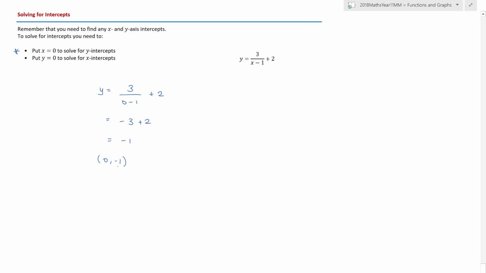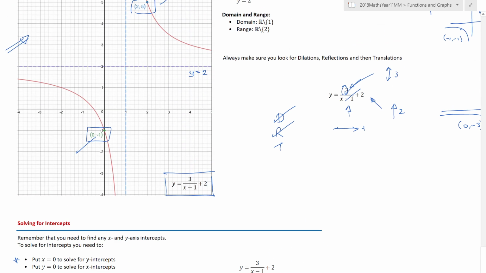And put y equals 0, what we would have. We'd have 0 is equal to 3 on x minus 1, plus 2. Move the plus 2 to the other side to become minus 2 is 3 on x minus 1. Do a bit of funky algebra, and what do I get? X minus 1 is equal to 3 on minus 2, or minus 3 on 2. Add 1 to both sides, gives me minus 3 on 2 plus 1, which gives me minus a half. And so, fingers crossed, we should have minus a half, comma 0 as my intercept. And looking at my graph, do I have minus a half, comma 0? I certainly do. And so, I would label that point as well.